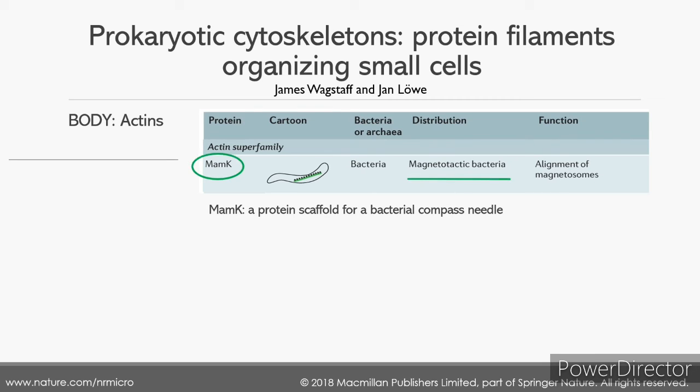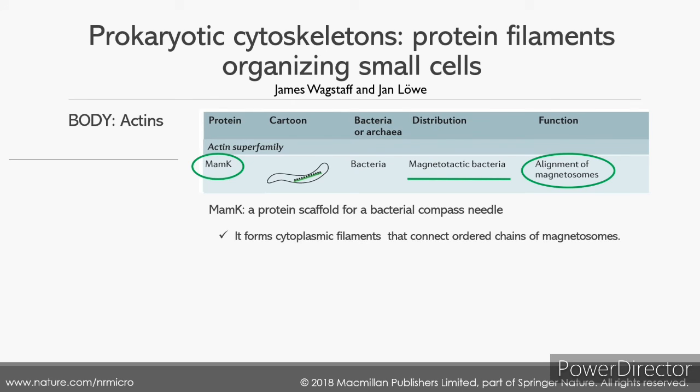The third of the actin superfamilies is termed MamK, which forms filaments in magnetotactic bacteria that are used for the alignment and segregation of magnetosomes. It forms cytoplasmic filaments that connect ordered chains of magnetosomes. MamK filaments are right-handed, parallel, and two-stranded with juxtaposed subunits.